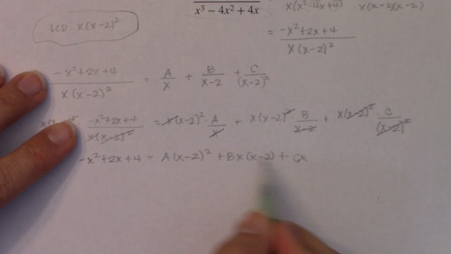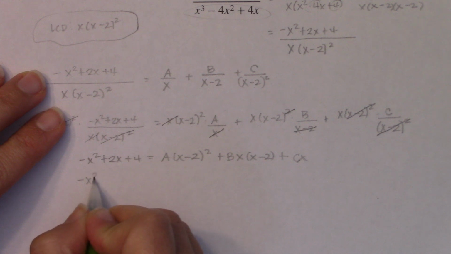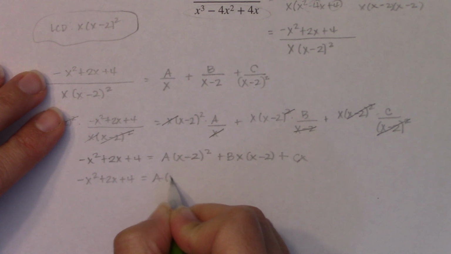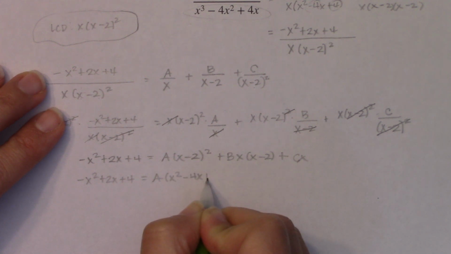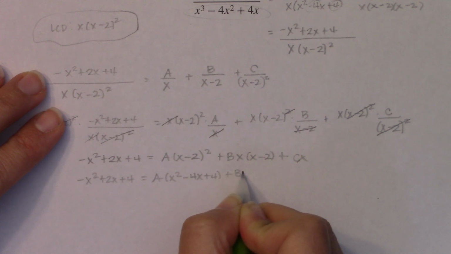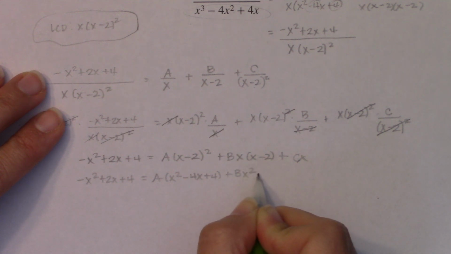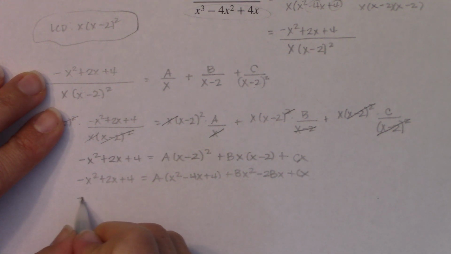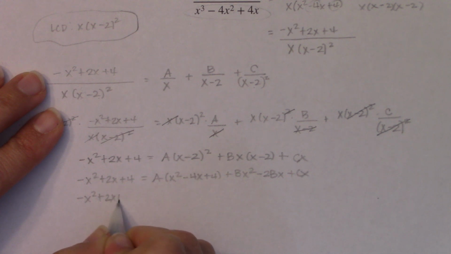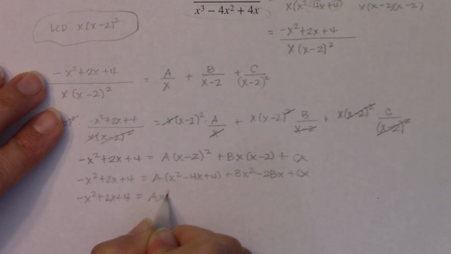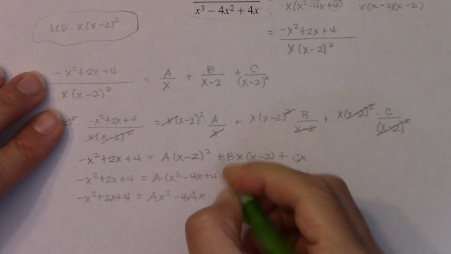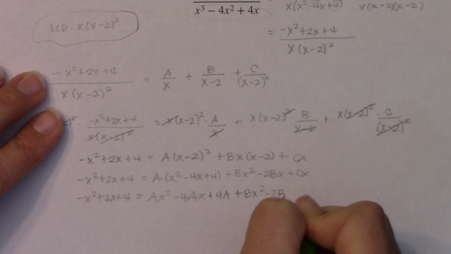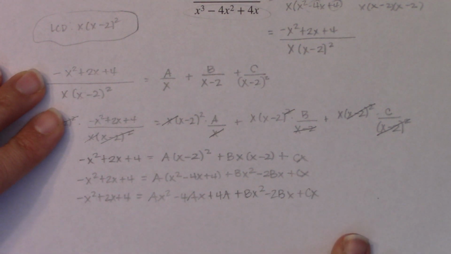So what I have to do is distribute all of this. We've got negative x squared plus 2x plus 4 equaling a times x minus 2 squared, which is x squared minus 4x plus 4, and I've got bx squared minus 2bx from bx times x minus 2, plus cx. Now I've got to distribute here. If I distribute that a, I've got ax squared minus 4ax plus 4a plus bx squared minus 2bx plus cx. So it's a lot to manage, right?